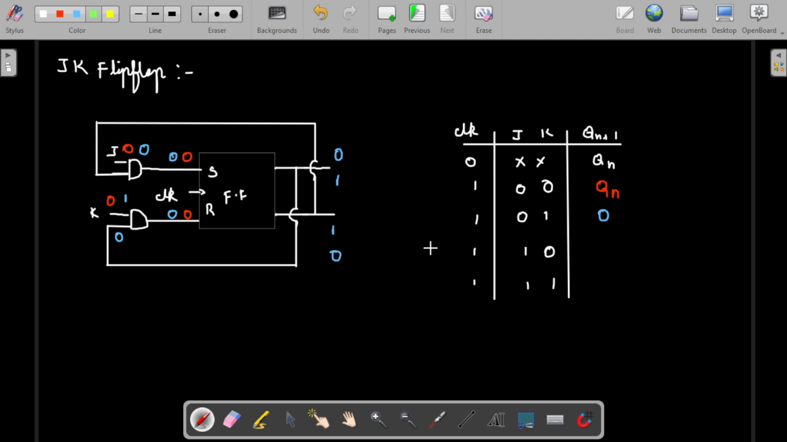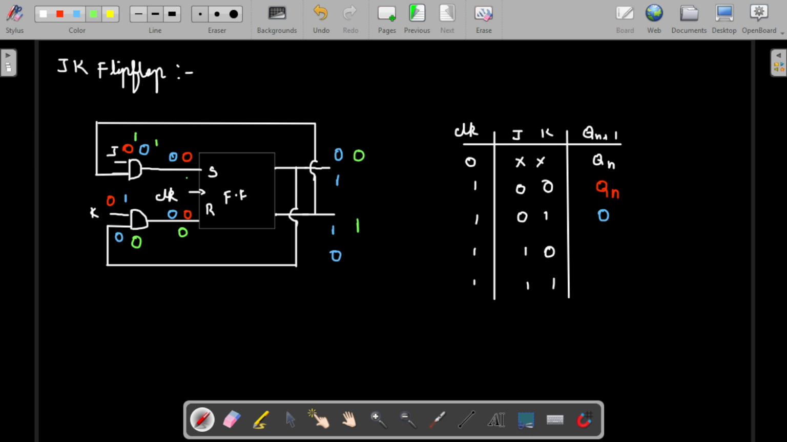When we give 1 and 0, J equal to 1 and K equal to 0, here it is 0, right? Whatever the input, the output here will be 0. Based on the previous value, it will be there. For example, if the previous value is 0, here it will be 1. So 1 will be configured here.